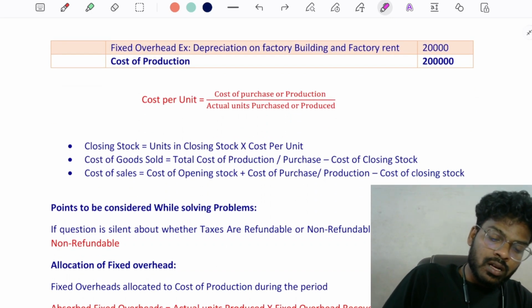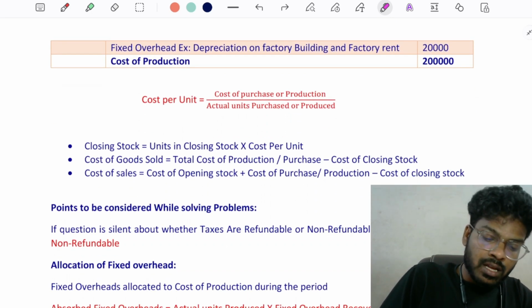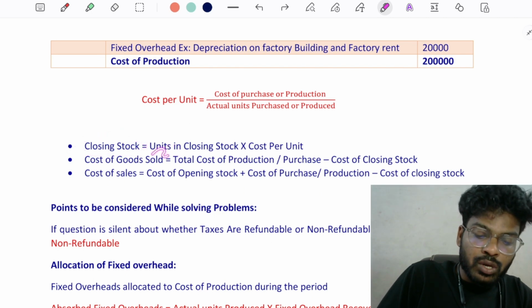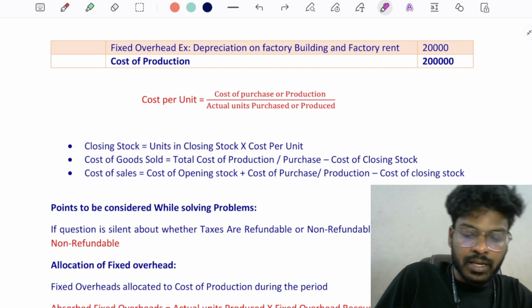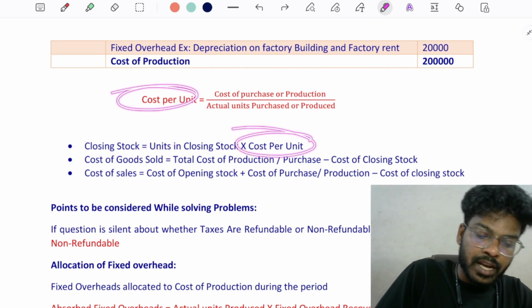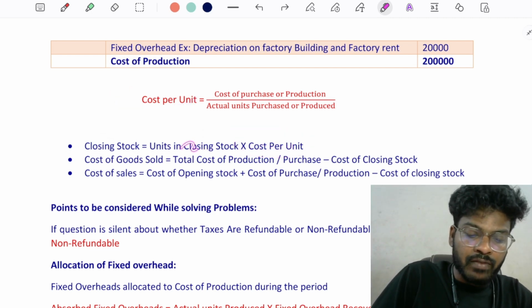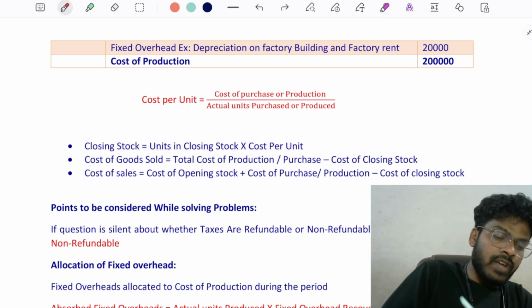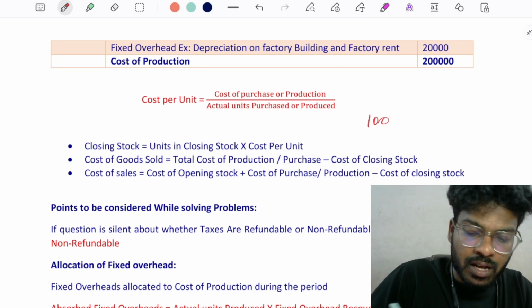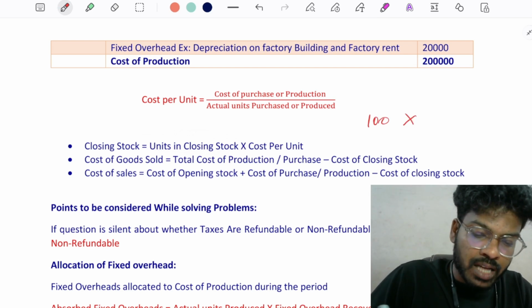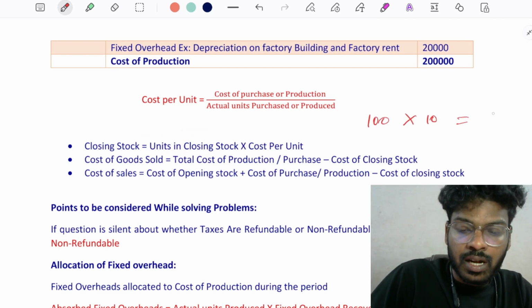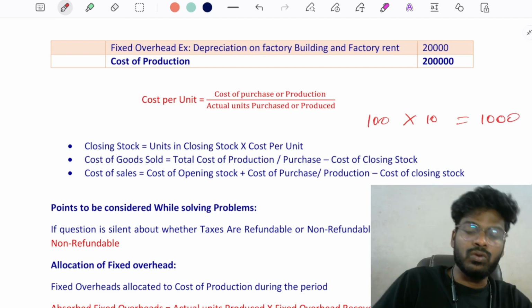Now calculate closing stock. To calculate closing stock, units in closing stock will be given in the question. Next, the cost per unit we have computed here will be multiplied with closing units. If I have closing units of 100 and a cost per unit of 10 rupees, then I have a closing stock value of 1000 rupees.